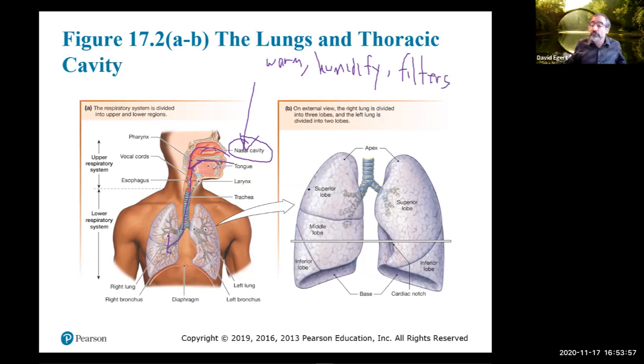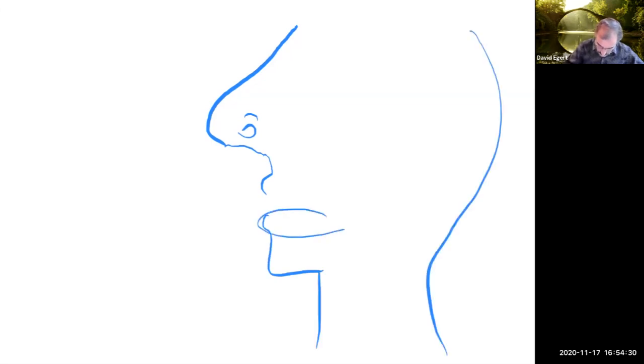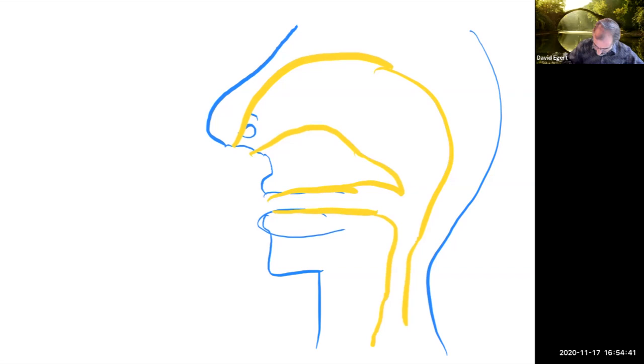Let's talk about the filtering. There's a variety of things that your respiratory system does to keep dust and other stuff from making it down into the delicate little lung tissues, down into the little alveoli where gas exchange is happening. So I should actually probably do this. You've got your nasal cavity, you've got your oral cavity, they're meeting back here. And ultimately going down towards the lungs.